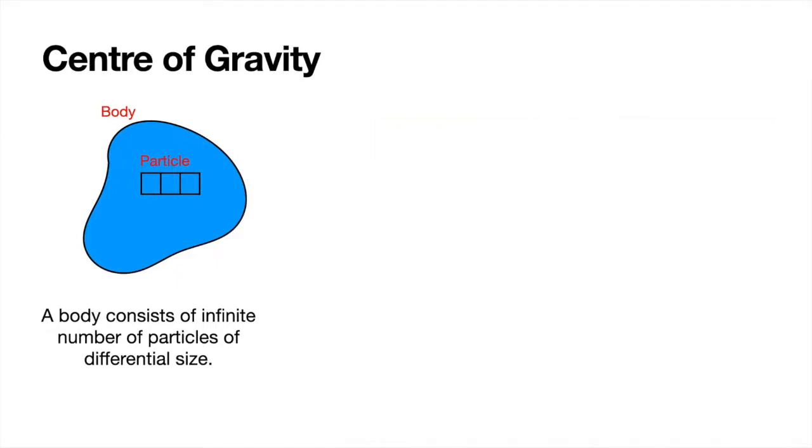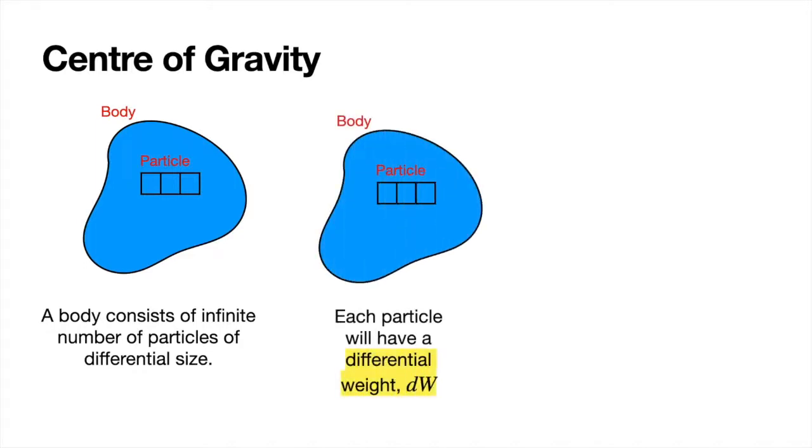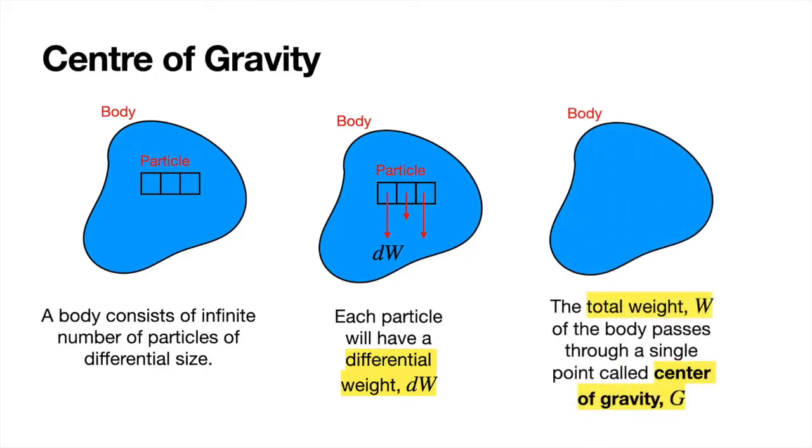So each particle will have its own weight, and because its weight is relatively small compared to the total weight of the body, usually we call the weight of the particle the differential weight, or dW. The weight of each particle, which is the dW, will act at the centroid of each particle. The total summation of the differential weight of each particle would be the total weight of the body. So this total weight will pass through a single point, the centroid of the body. Usually we call it the center of gravity.